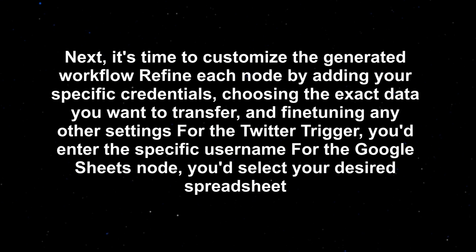Next, it's time to customize the generated workflow. Refine each node by adding your specific credentials, choosing the exact data you want to transfer, and fine-tuning any other settings. For the Twitter trigger, you'd enter the specific username. For the Google Sheets node, you'd select your desired spreadsheet.